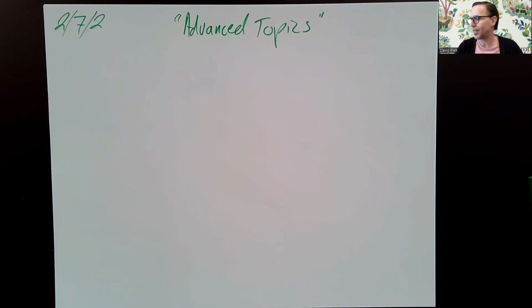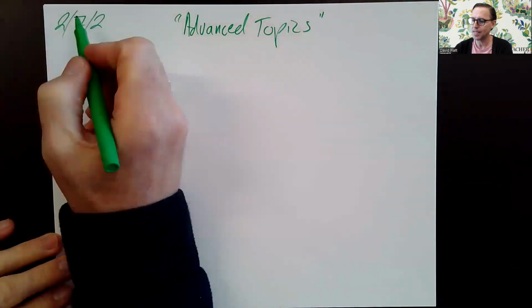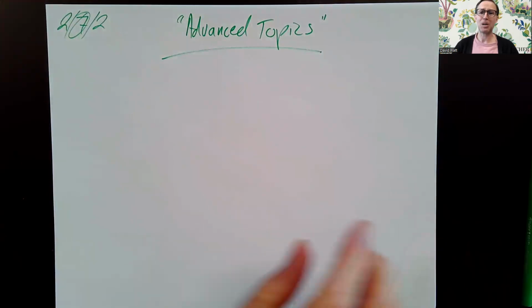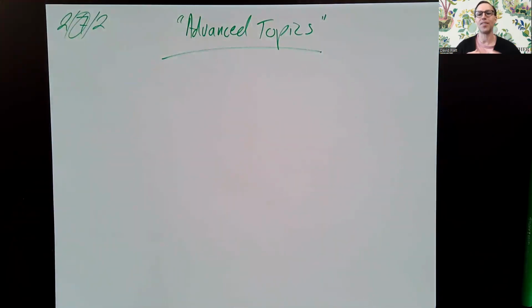And I am calling Unit 7 Advanced Topics, which just means all the stuff we have left, little pieces here and there.